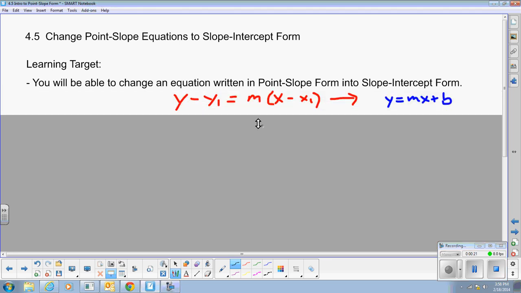So you're going to be taking an equation that's written like what I have in red here, y minus y1 equals m times x minus x1, and we want to change it to the slope-intercept form of y equals mx plus b. Now I'm going to go through a couple examples here, and then I'll give you your assignment. After that, I will do a third example.